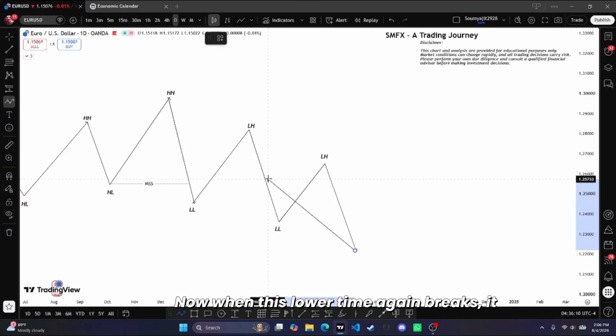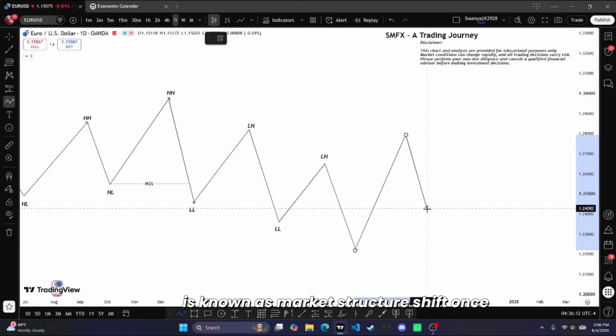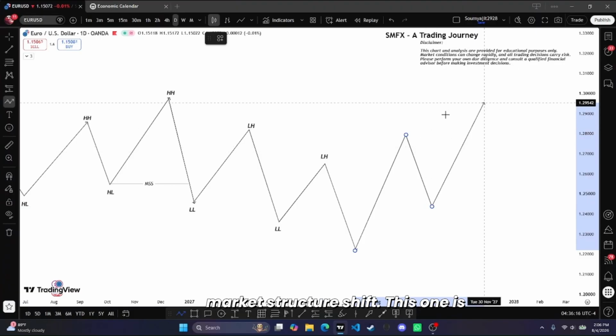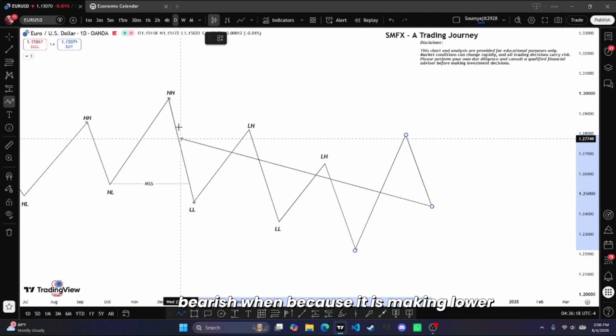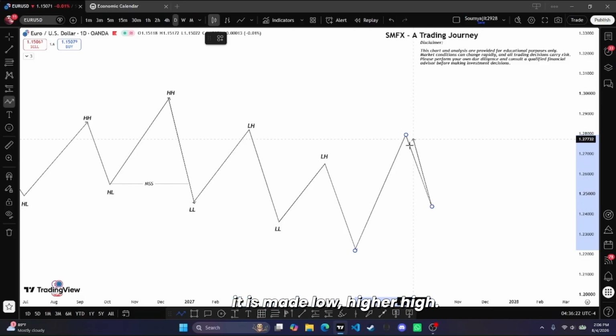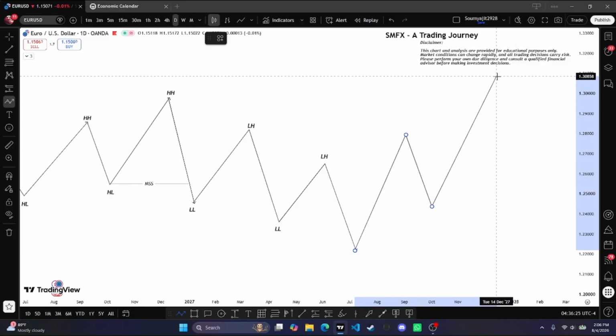Now when this lower high again breaks, it is known as market structure shift once again, but this time it will be a bullish market structure shift. This one is bearish because it is making a lower low, and this one will be bullish because it is making a higher high.